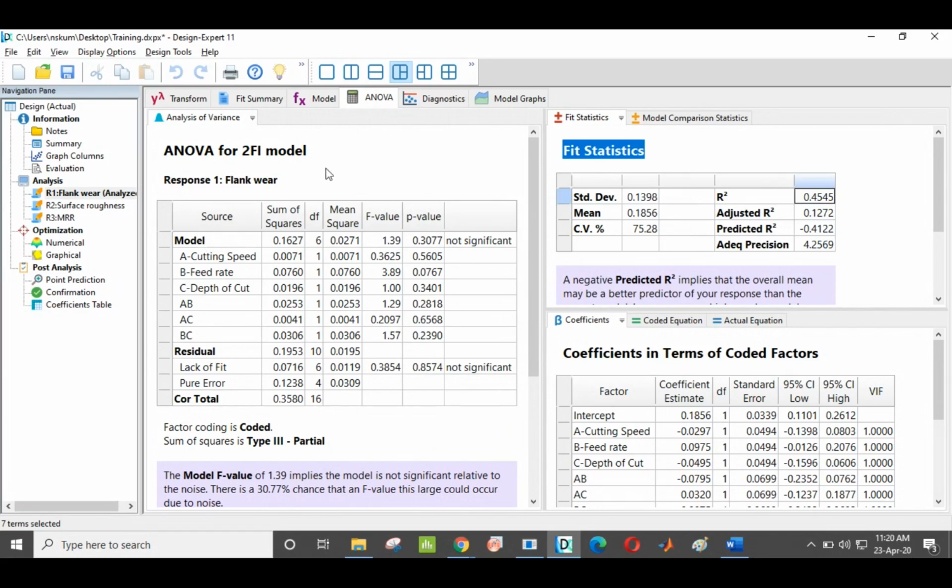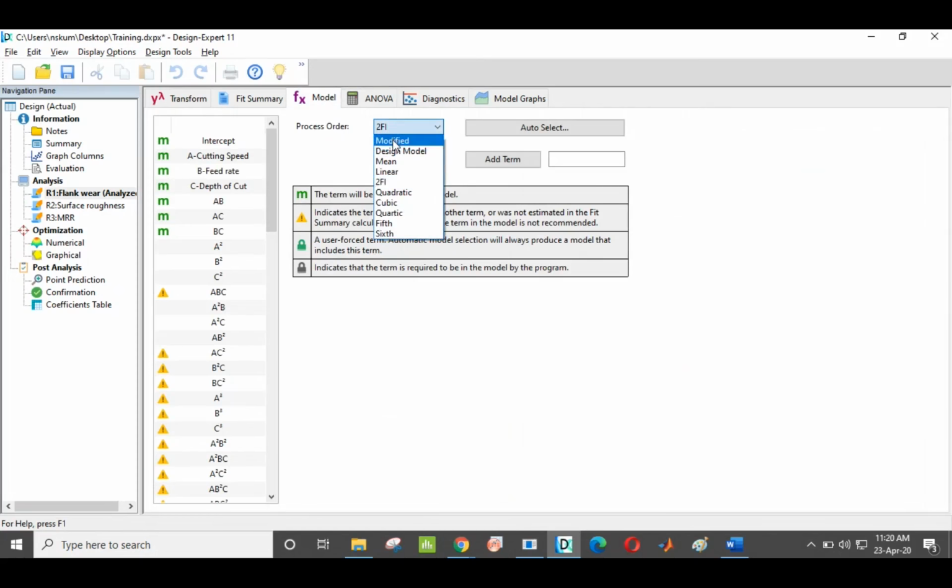And here in this ANOVA for 2f1 model, in the middle, you can see the model is also non-significant. The model is comprised of A, cutting speed, B, feed rate, C, depth of cut, then the interaction terms also A, B, AC and BC. So the model is not good.